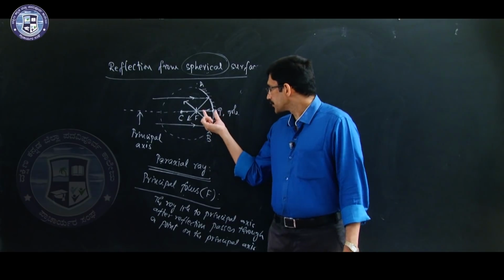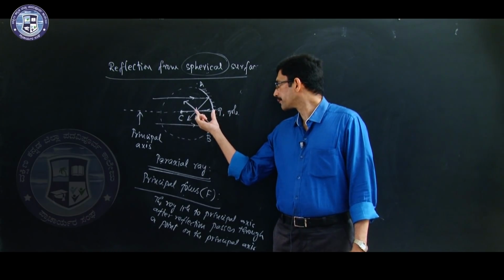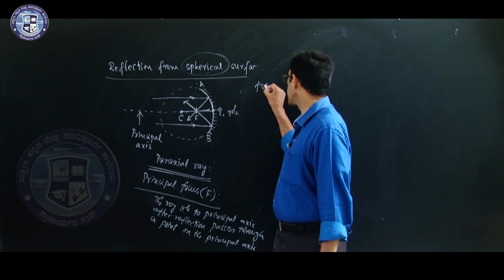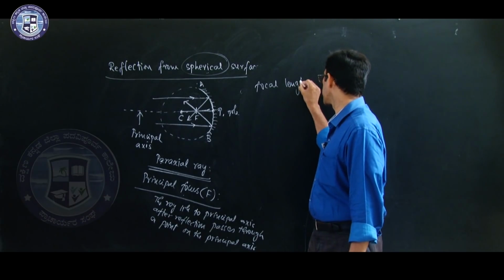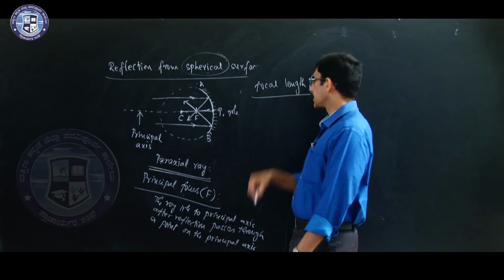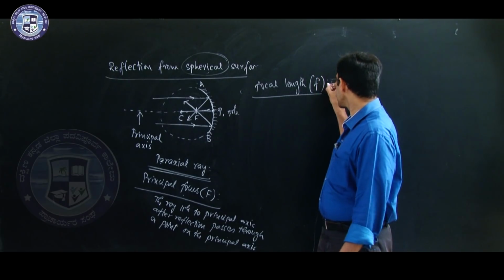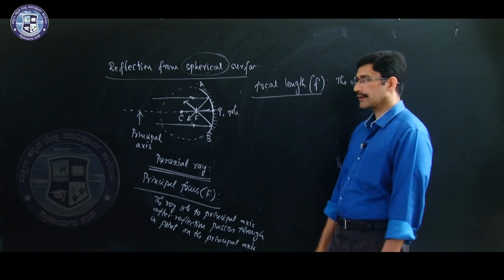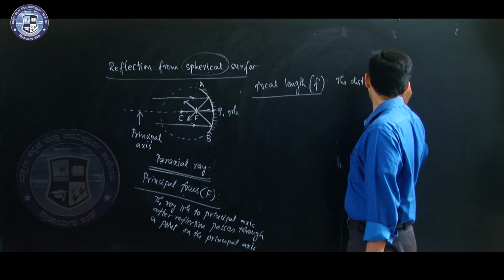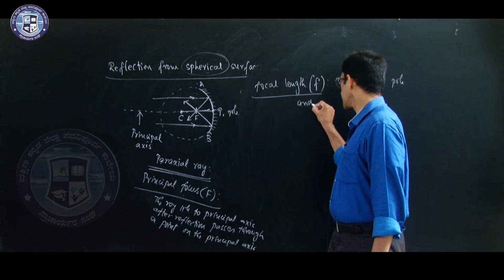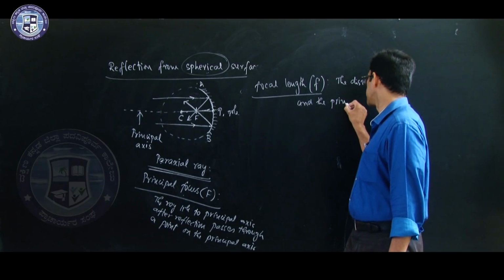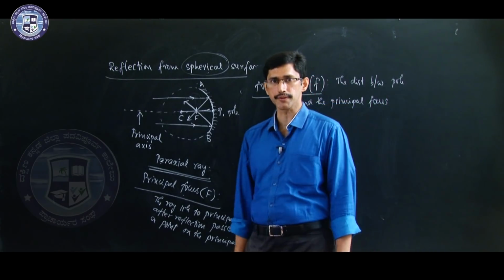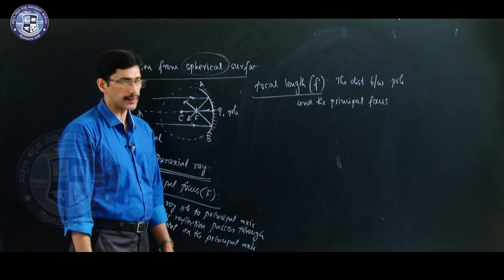Then there is a particular distance from the pole to the principal focus, and the distance from the pole to the principal focus is called the focal length, which is represented by small f. So, the focal length is the distance between the pole and the principal focus.